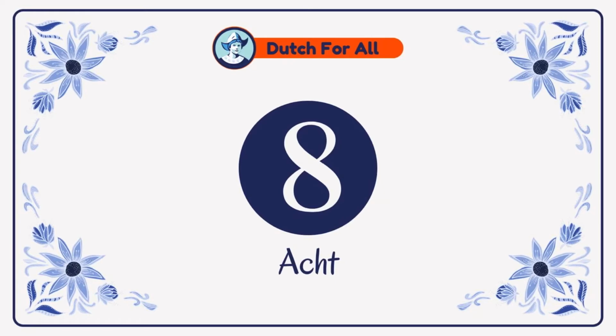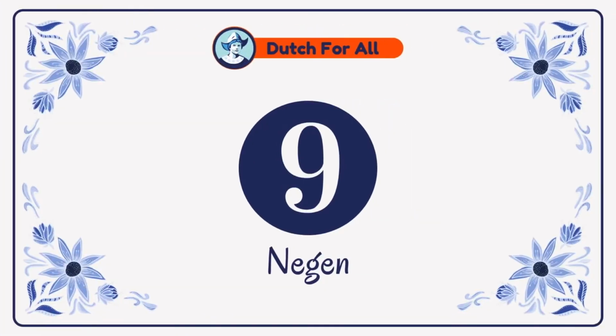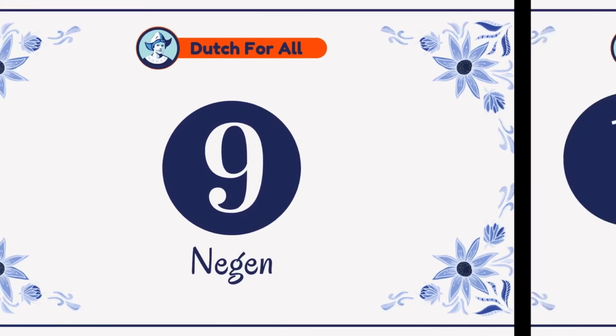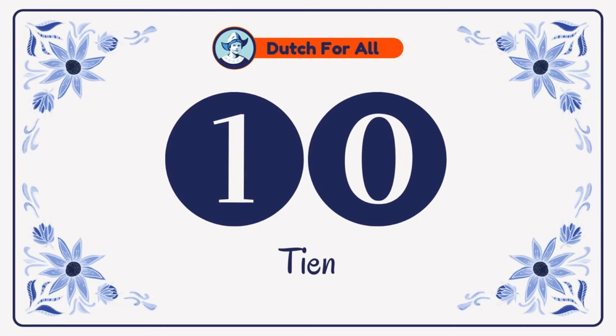Then 8. 8 in Dutch is acht. 9. 9 in Dutch is negen. And then finally 10. And 10 in Dutch is tien.